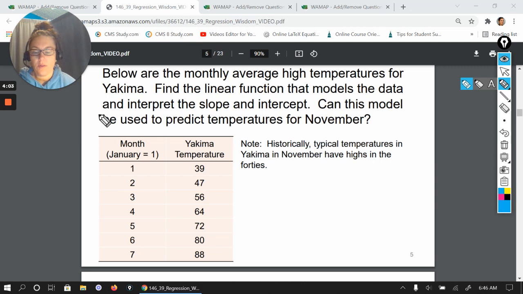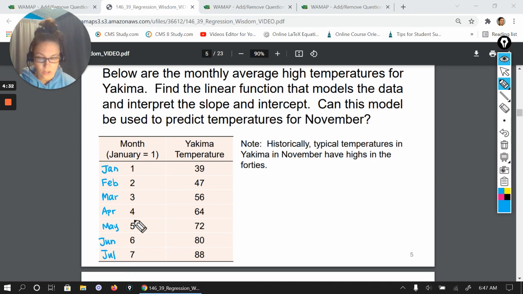Okay, so you can see that we have month January equals 1, so number 1 is January, number 2 is February, March, April, May, June, and July. Because it ends with July and November would be beyond that month, we would not be able to use this model to predict temperatures in November. So no, we can't.